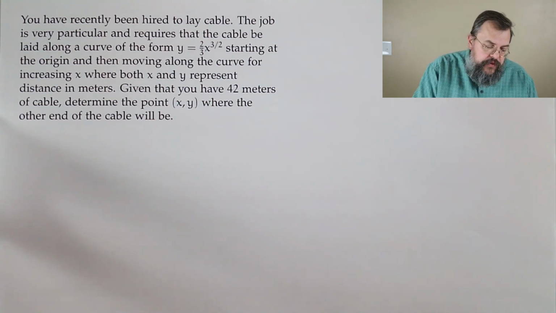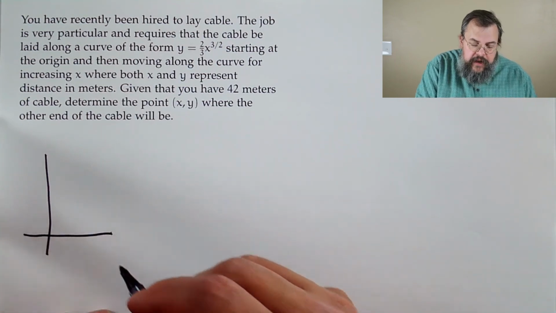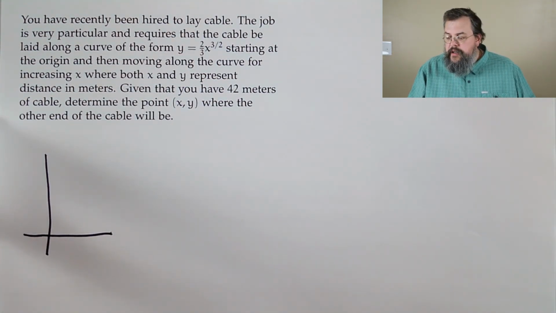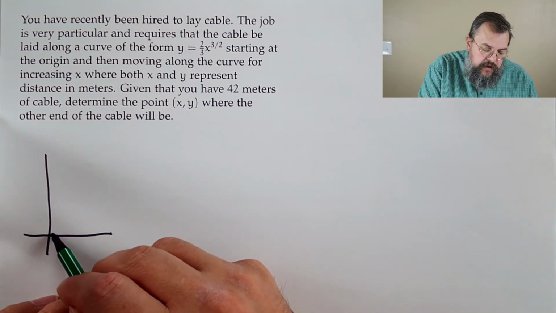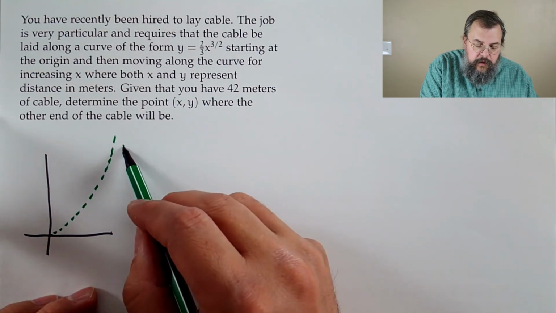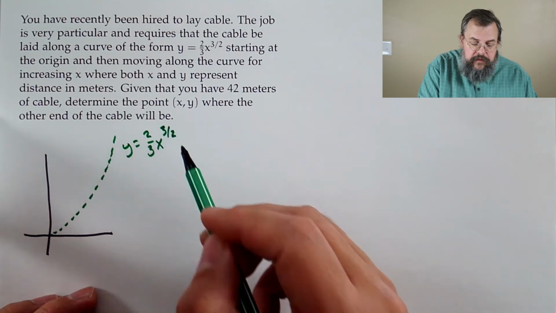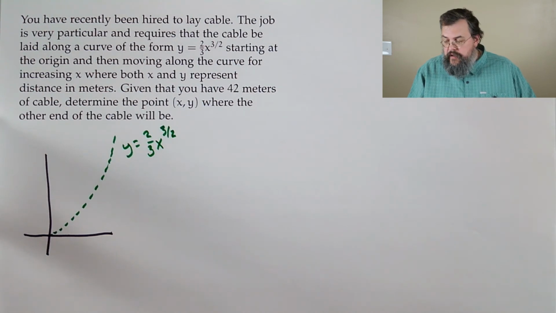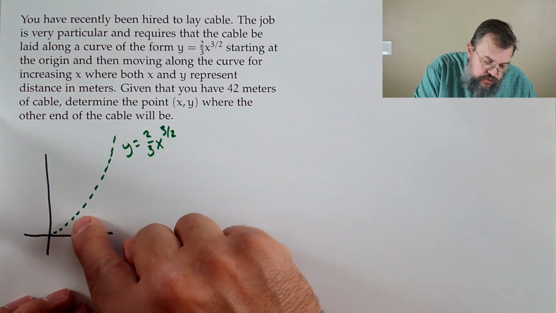So what's happened here? Well, we have our curve, 2/3 x to the 3/2 power. I don't know exactly what that looks like, but let's just say it's doing something more or less like this. All right, so here's our curve, y equals 2/3 x to the 3/2. And now we're laying cable along the curve. So we're going to start putting cable down.